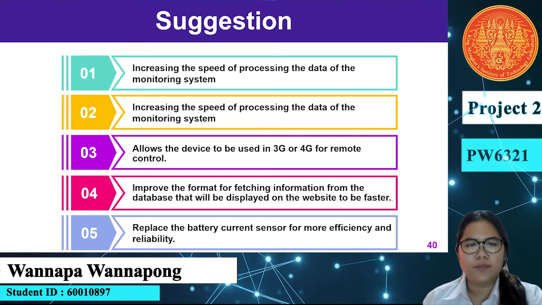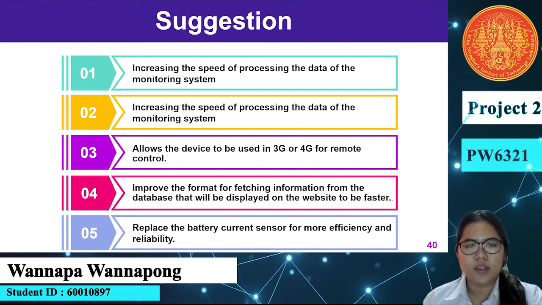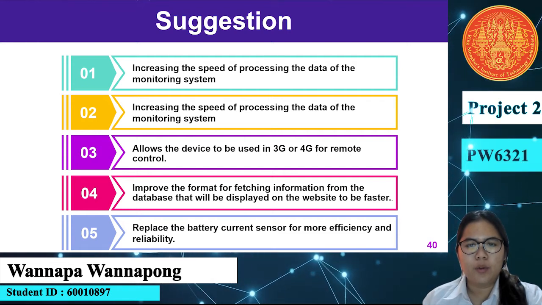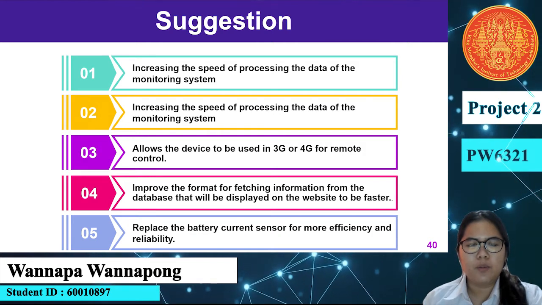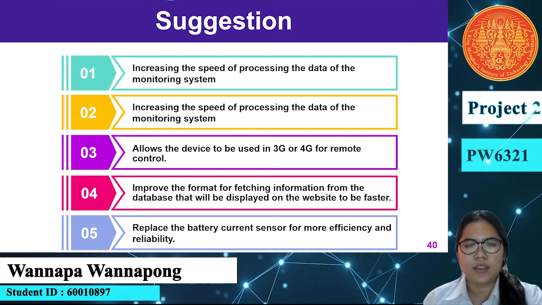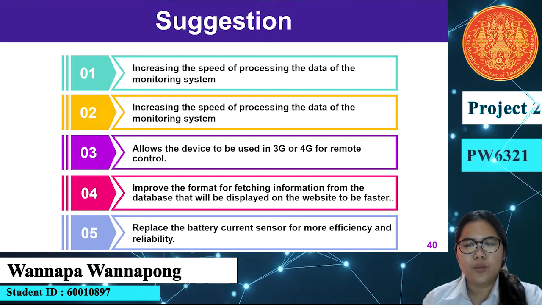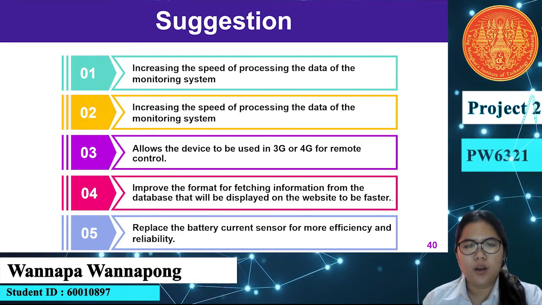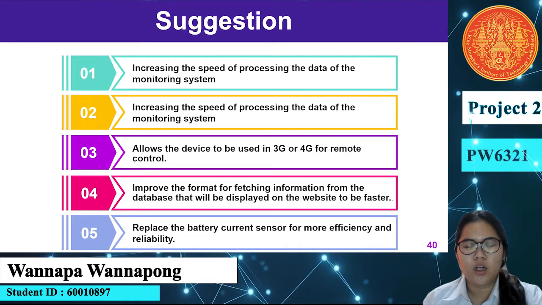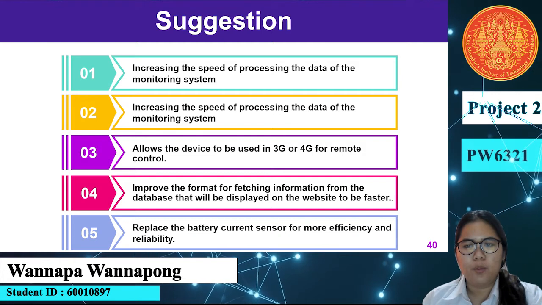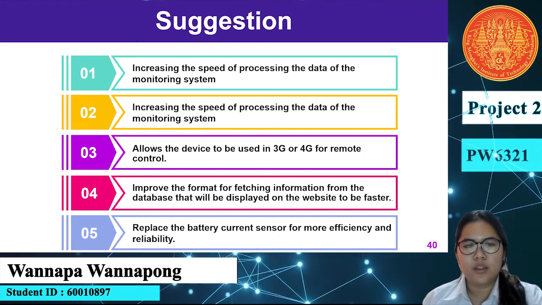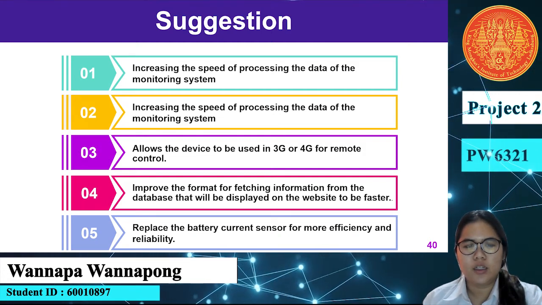Four, provide standard and reliable equipment or tools for testing. Five, improve the format for extracting information from the database that will be displayed on the website, or change the framework on the display graph to respond appropriately to the display and not too late.